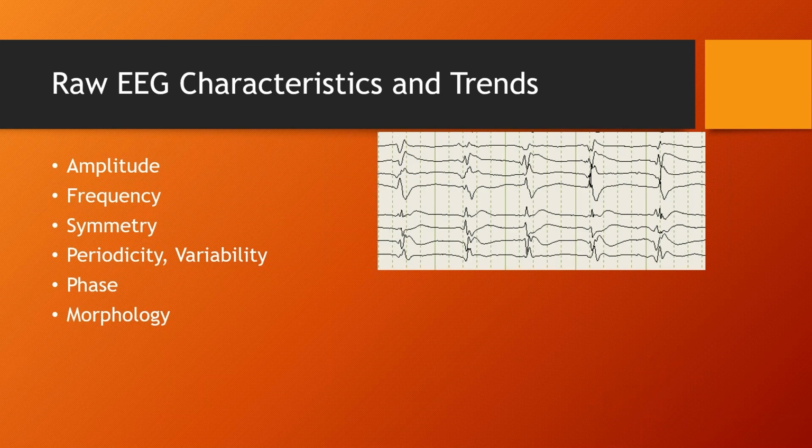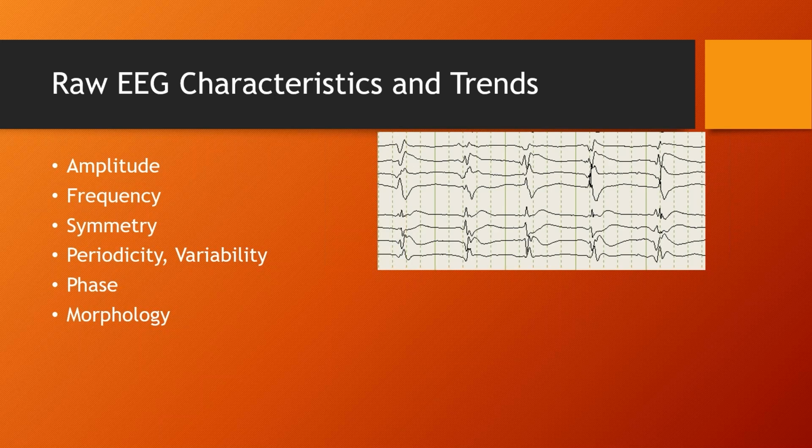But so when we look at the raw EEG, we're looking at amplitude, frequency, symmetry. Are things lateralized? Are they periodic? What is the phase? Are they in phase or out of phase? What kind of morphology things have?